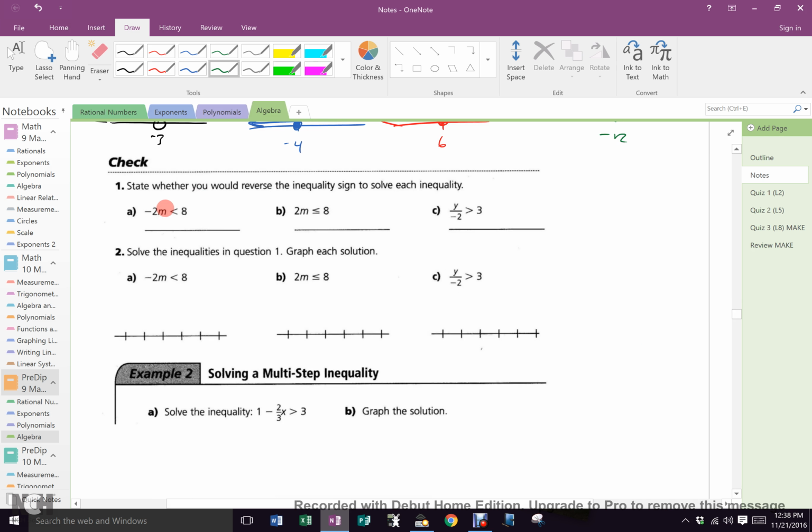Yes or no? Would you reverse this one? Yes. Why? Because you're dividing by a negative number. Would you reverse this one? No. What about this one? Yes. Wonderful. Now solve them and graph them.